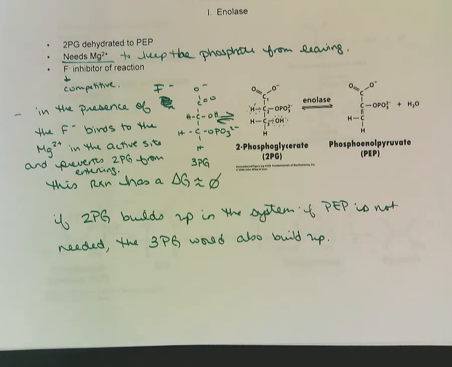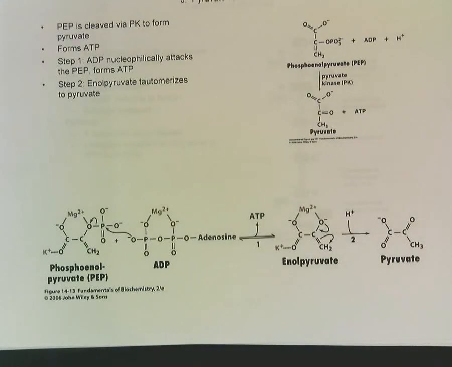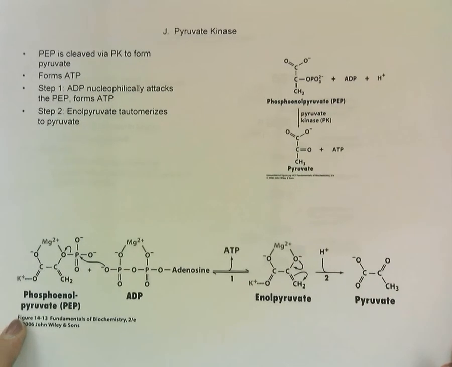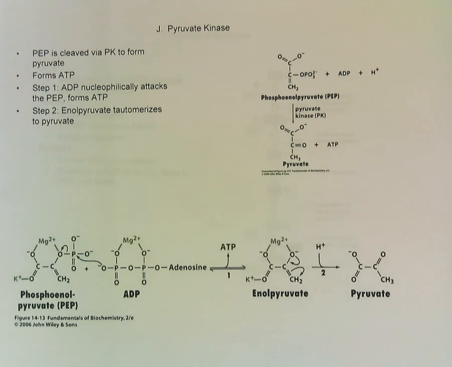All right, any questions on making PEP? No? Okay. Let's take PEP and make it into pyruvate. All right, so our last enzyme of glycolysis is pyruvate kinase. What do kinase enzymes do? They either add or take off a phosphate. So what would kinase be doing in this case? This is our final product. It's removing a phosphate group.